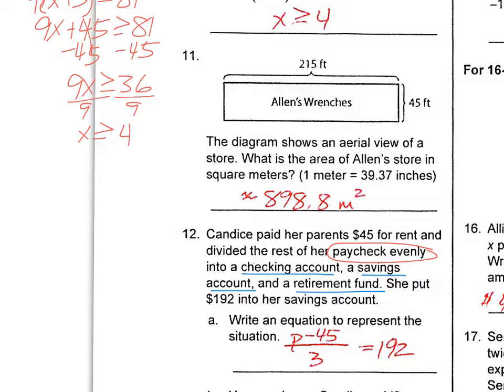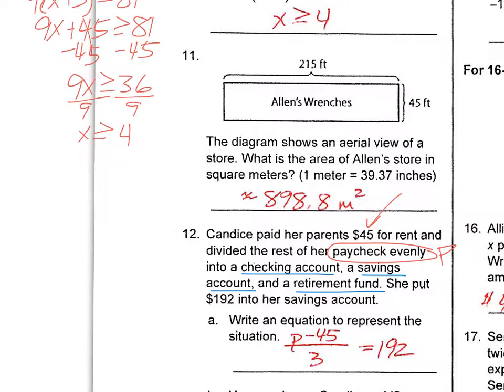So what I'm trying to do is figure out how I get the $192 that I'm putting into her savings account. Well, I take her paycheck, which I called P. I subtract her $45 she paid to her parents for rent. Then I divide that by 3. Since there were 3 accounts I put it into, the checking, the savings, and retirement, and then that'll give me the 192. So that's how you write that equation.